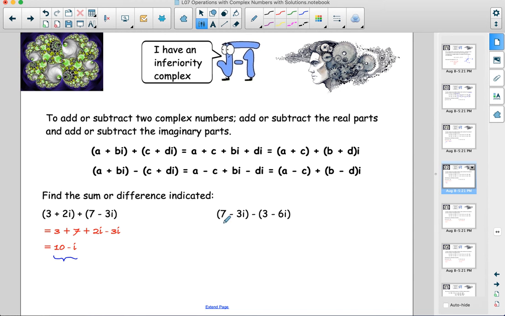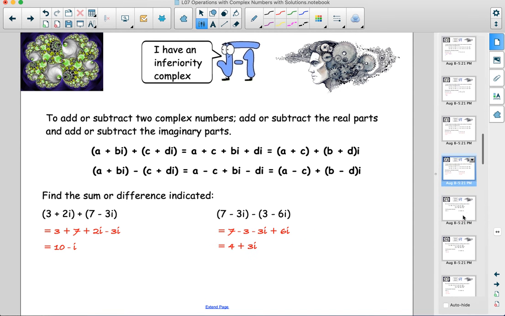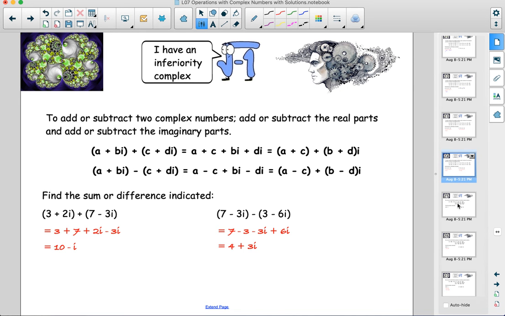This one will be done similarly, except instead of adding these two complex numbers, we're actually subtracting these two. So again, subtract the real parts and subtract the imaginary parts. Again, you're in control of the timing. I'm just going to move forward. That's going to be 7 minus 3, minus 3i take away negative 6i becomes plus 6i. So 7 minus 3, minus 3i plus 6i. And of course, that's going to give us 4 plus 3i. All right, so adding and subtracting complex numbers is not too bad.